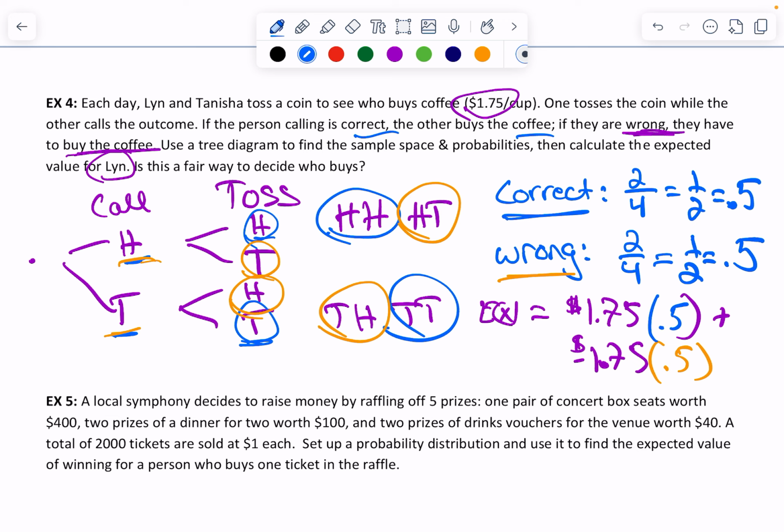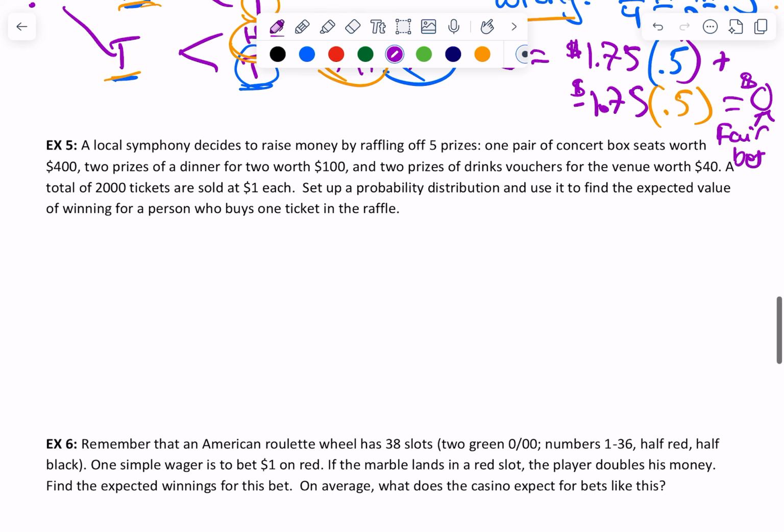Okay, so when we do this calculation, we get a 0, which means that this is a fair bet. And that's because the probabilities are the same for both being correct or wrong. Okay, so next example.